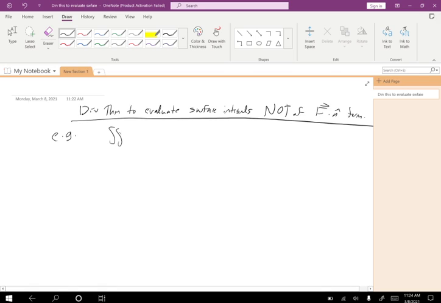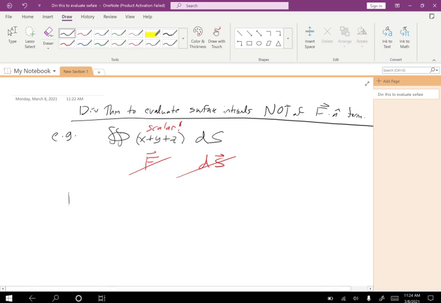So let's consider the surface integral of x plus y plus z ds. So notice it's not of this form. ds does not have a vector, and there's no f. This is a scalar. And so you might be wondering, how on earth do I apply the divergence theorem to something like this?